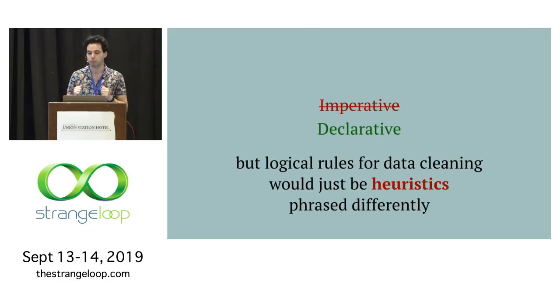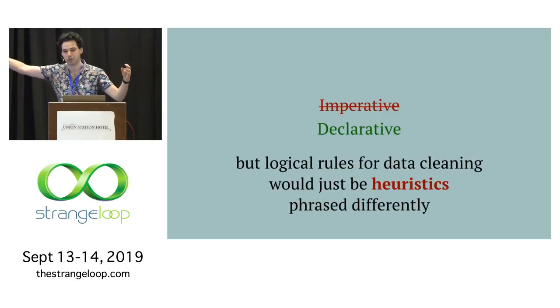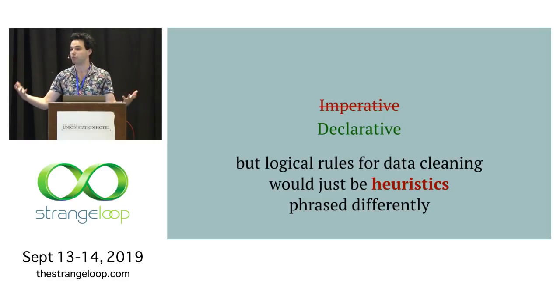If we tried to write a Prolog program, it would probably just have the same heuristics, but encoded declaratively instead of imperatively, right? We would say, the correct city is the city with the rent that is closest to all the other cities, right? That's not really an improvement over what we already had.